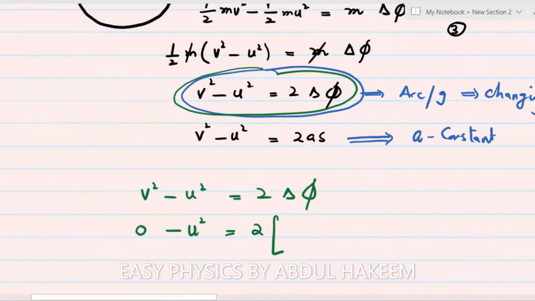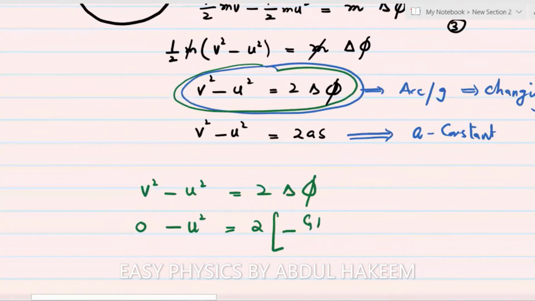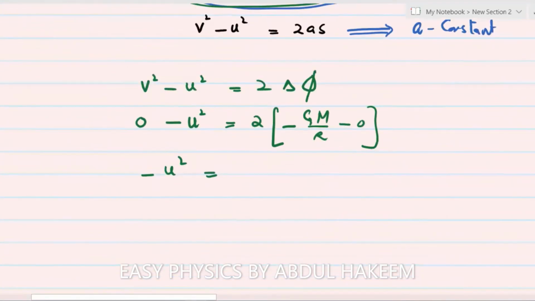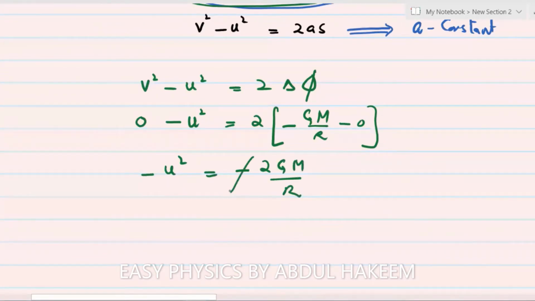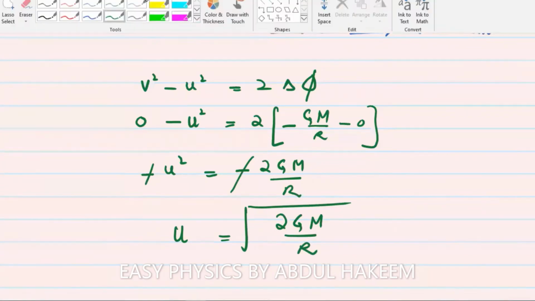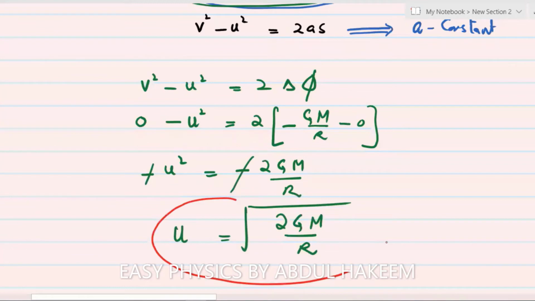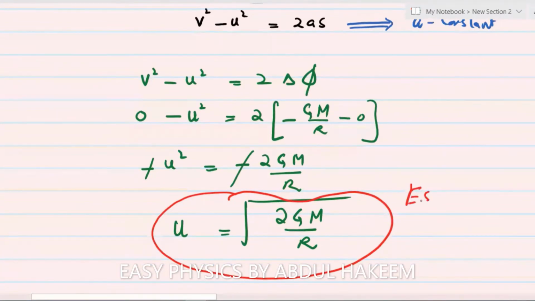So you subtract both, so it becomes minus GM over R minus 0. So finally minus u square equals minus 2GM over R, minus cancelled. So u is equal to under root of 2GM over R. So this is the speed at the surface of the planet required by any object to escape from the gravity of the planet, gravity of the earth. So this is called escape speed.